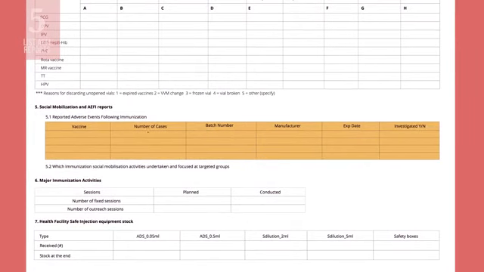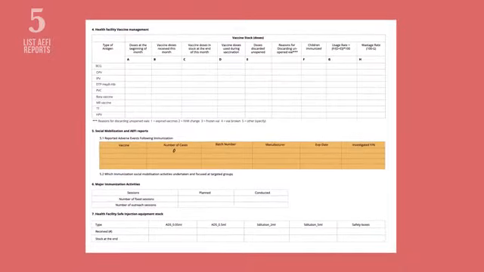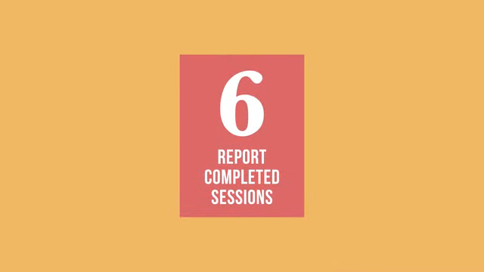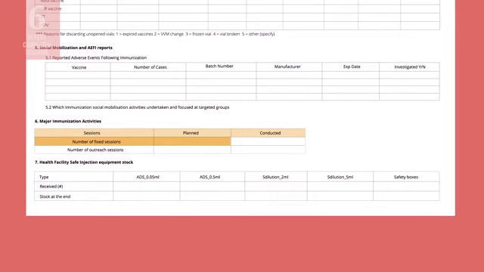If there are no adverse events, write down 0. Otherwise, report the details of any serious or non-serious adverse events. Never leave an empty box. Write down the number of fixed immunization sessions you planned for the month and how many you actually completed. Do the same thing for outreach sessions.